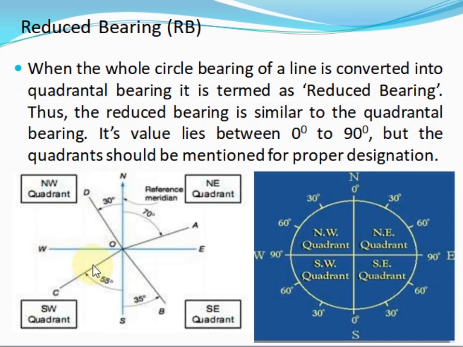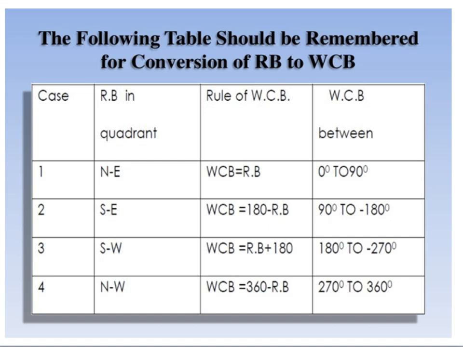So the reduced bearing is nothing but the bearing measured with respect to north or south, whichever is nearer to your survey line. It may be clockwise or anti-clockwise. Now some rules related to the conversion of reduced bearing into whole circle bearing. When the reduced bearing is in the first quadrant, then whole circle bearing is equal to RB, that is whole circle bearing 0 to 90 degrees.